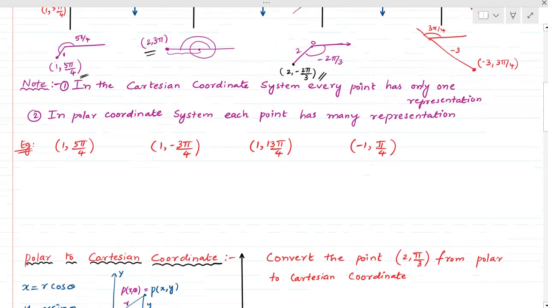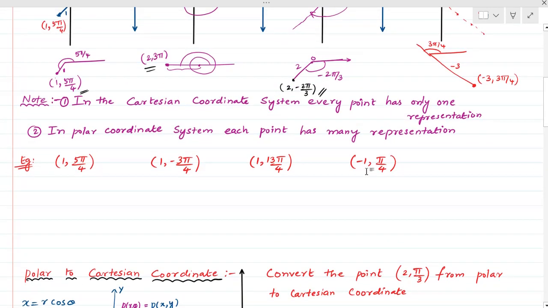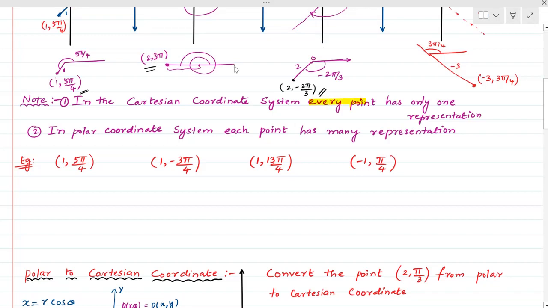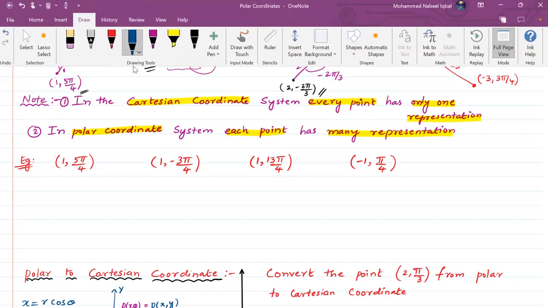The next one, we have a note. In the Cartesian coordinate, each point has only one representation. Every point has only one representation in the Cartesian coordinate. But in the polar form, many representations will be there for one point. So if you see in the polar coordinate, each point has many representations. So to identify this, we will take the example 1 comma 5 pi over 4.